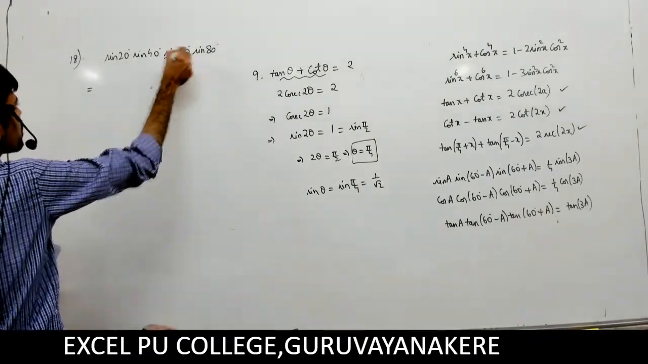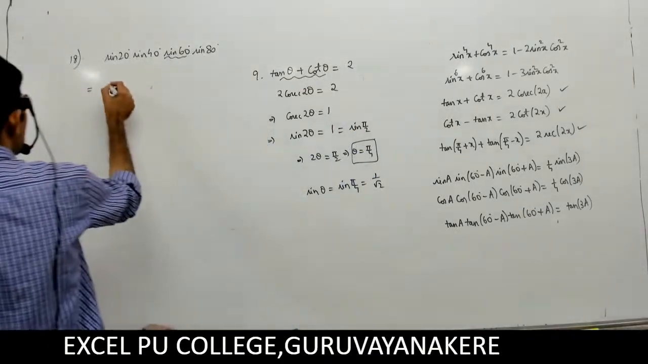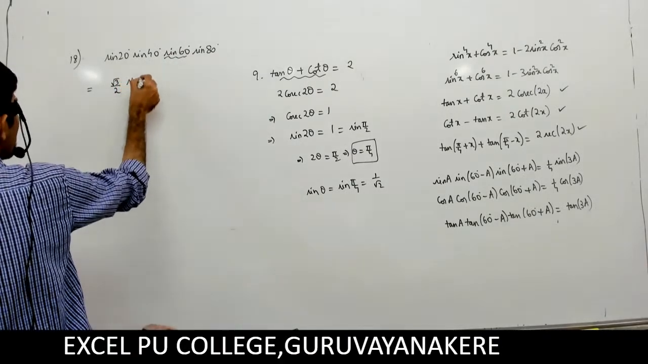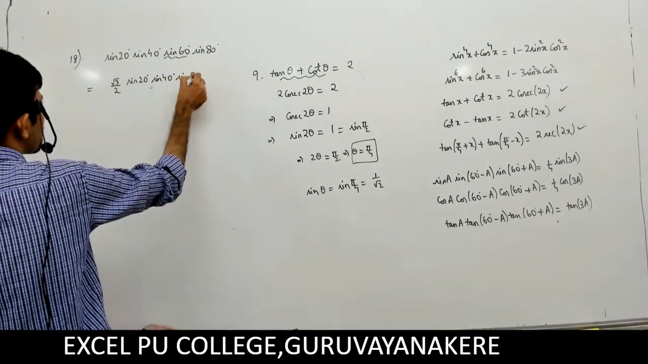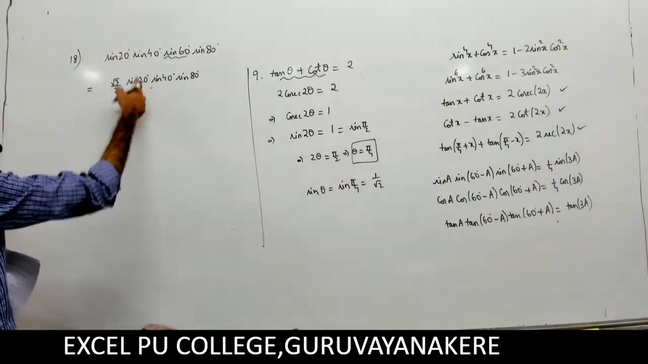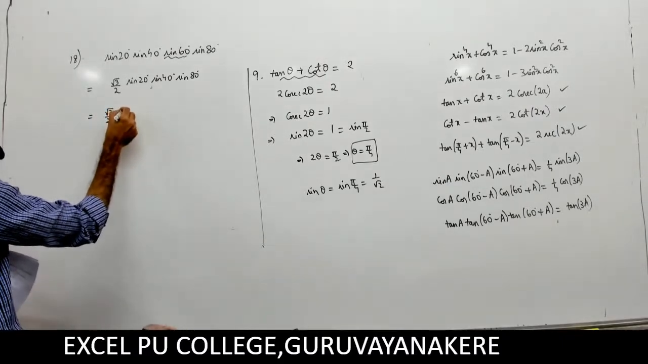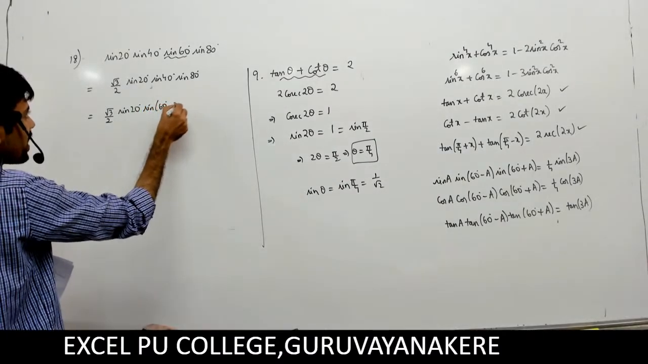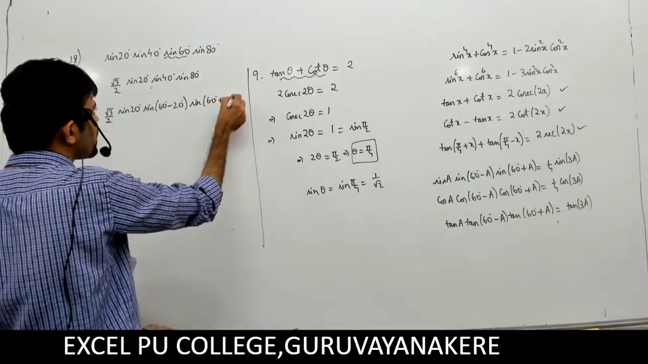Sin 60 value among this, correct? Sin 60 is familiar, it's a standard angle. Sin 60 degrees is root 3 by 2, into sin 20 into sin 40 into sin 80. Correct? Sin 60 is root 3 by 2. Sin 20, sin 40, sin 80. This is root 3 by 2 into sin 20 degree. Sin of 40 is 60 minus 20 into sin of 80 is 60 plus 20.